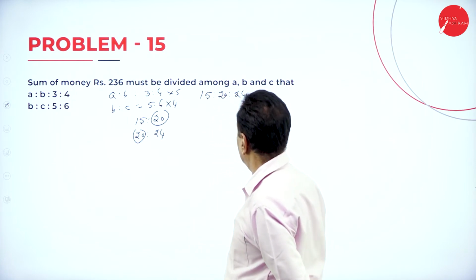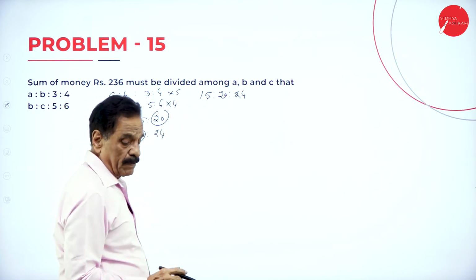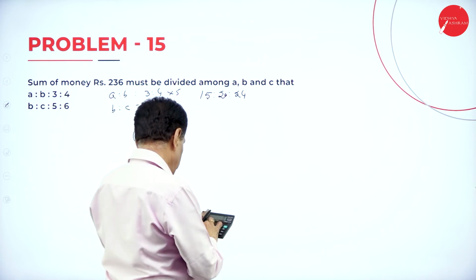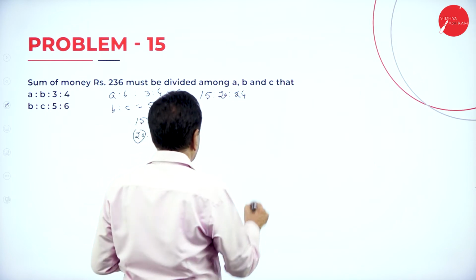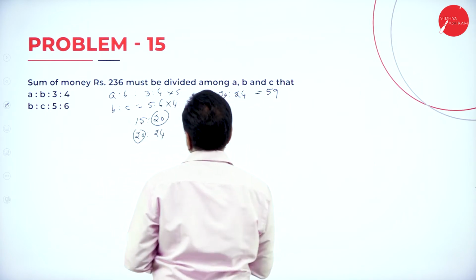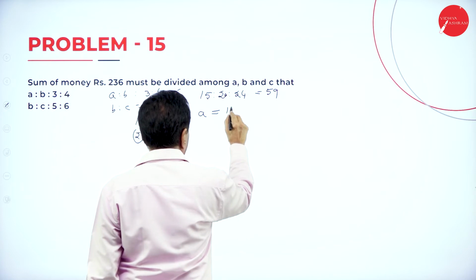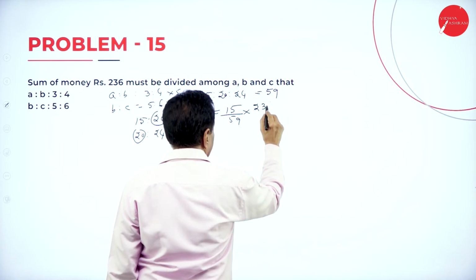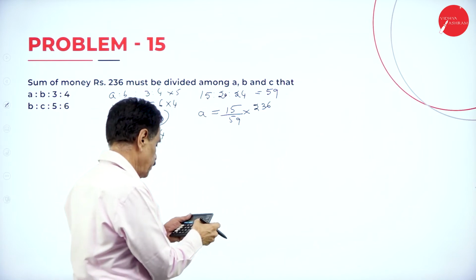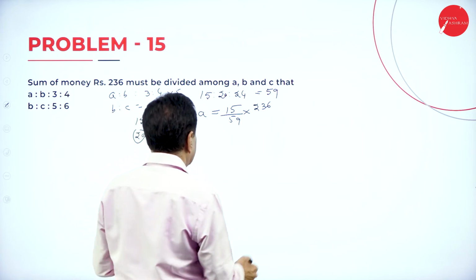So A is to B, B is to C. So it is not divisible because 24 is the base number. So 15 is the odd number. Add the figure: 15 plus 20 plus 24 is 59. Then A share, A is equal to 15 by 59 into 236. So it is 15 divided by 59 into 236, almost 60 rupees.